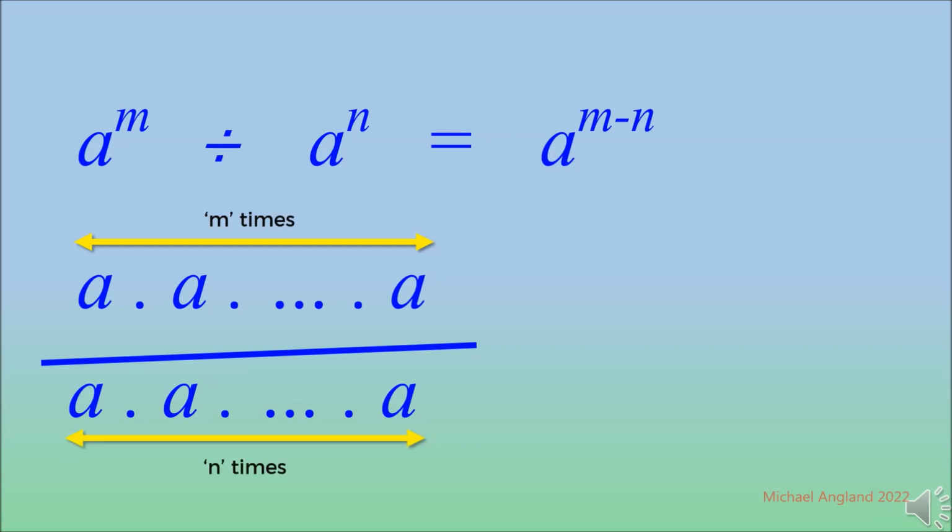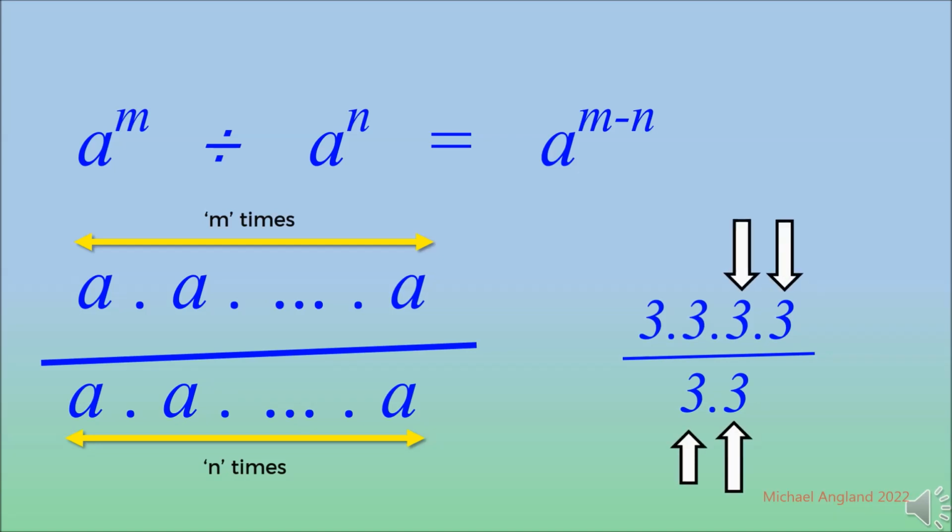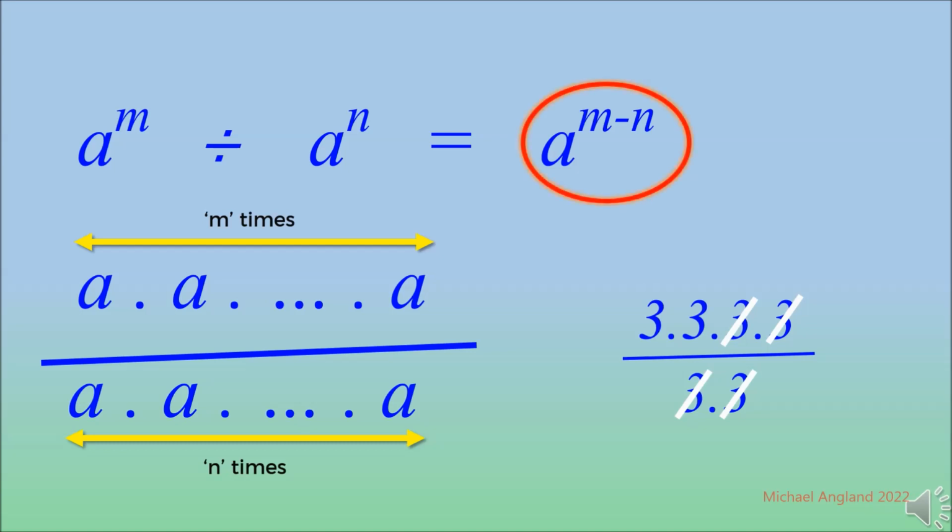Now, as with any fraction, a common factor in the numerator and denominator will cancel. So, some of the a's in the numerator will cancel with some of the a's in the denominator. We end up with a difference. That's the key word, a difference of powers, hence the m minus n.